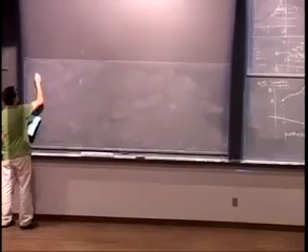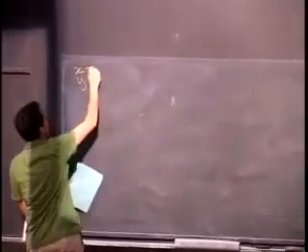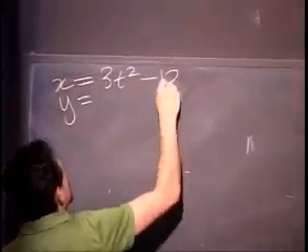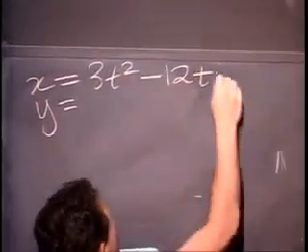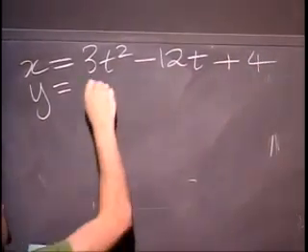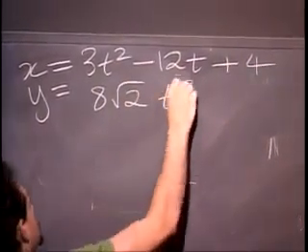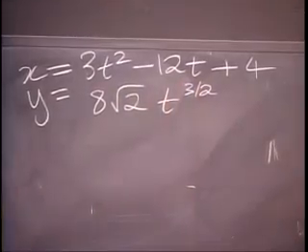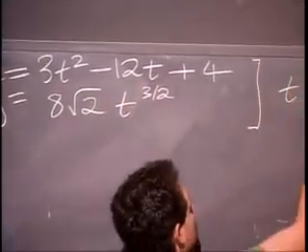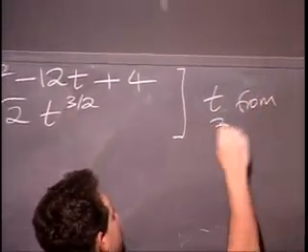Here's an example. Suppose you take y and x in parametric form. x is equal to 3t squared minus 12t plus 4, and y is equal to 8 root 2 t to the 3 halves. Yuck. And t is a parameter that goes from 3 to 5.